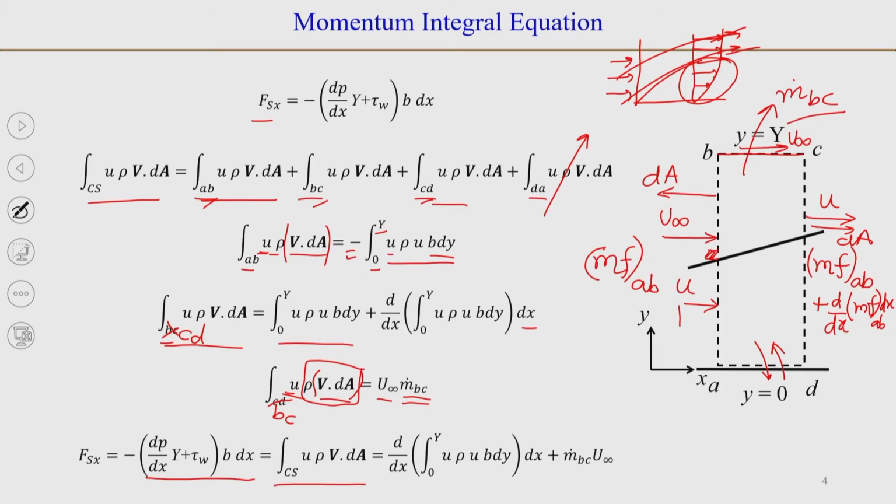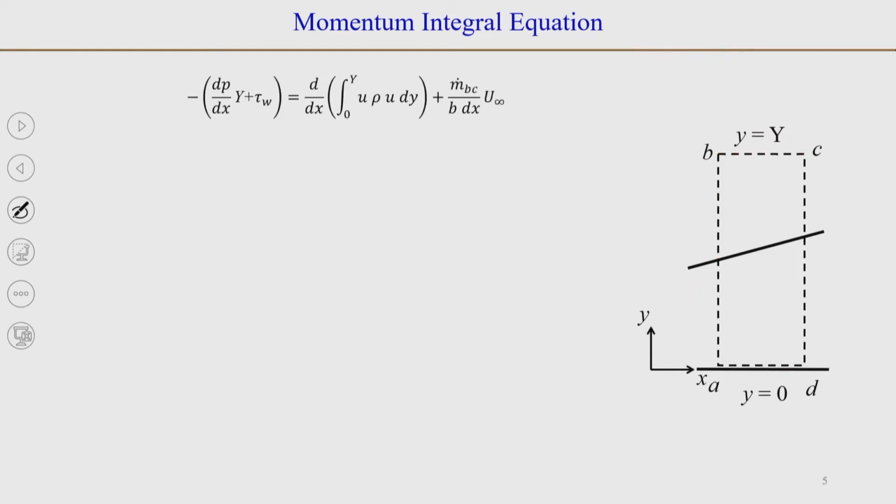So, we can see that here we have a term b dx, and in this also we have b dx. So, we can divide throughout by b dx, because this term does not have b dx. When we write this and simplify, you will get minus, within bracket, dp by dx into y, where y is the distance between surfaces AD and BC, plus tau w, which is wall shear stress, is equal to d by dx of integral 0 to y u rho u dy plus m dot BC by b dx into u infinity.